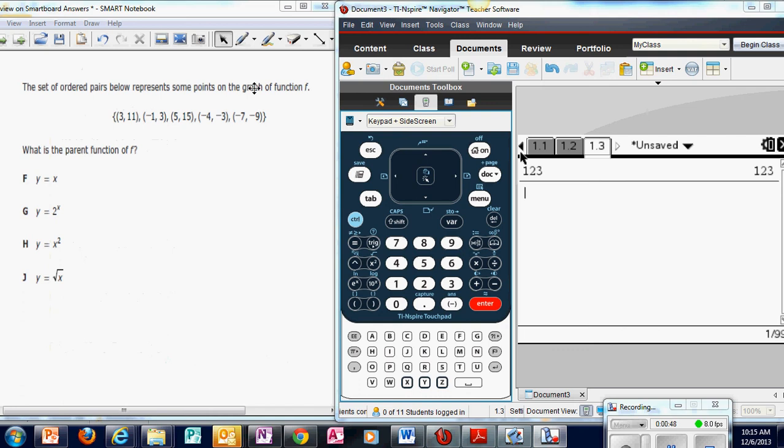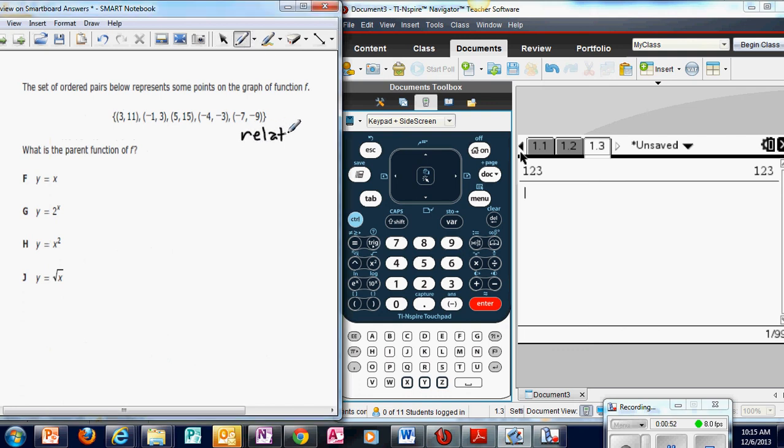So in this first problem, the set of ordered pairs below represents some points on the graph of function f, and you are given a relation with 5 points. What is the parent function of f? Parent function. We're used to parent functions being y equals x squared, y equals x cubed, y equals x to some power. But you don't really see a coefficient, pretty much don't see numbers.